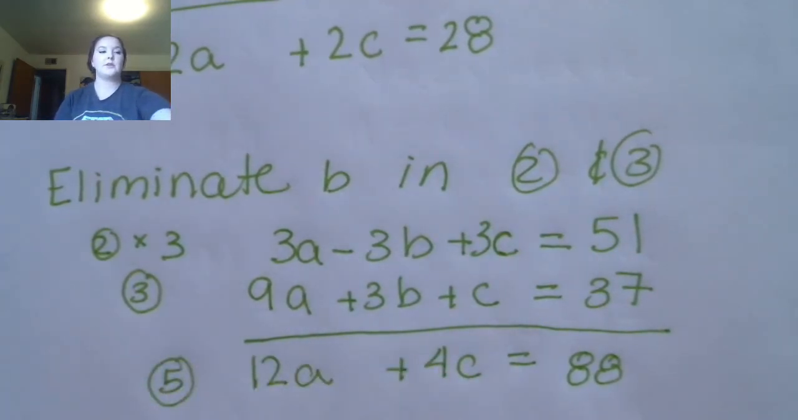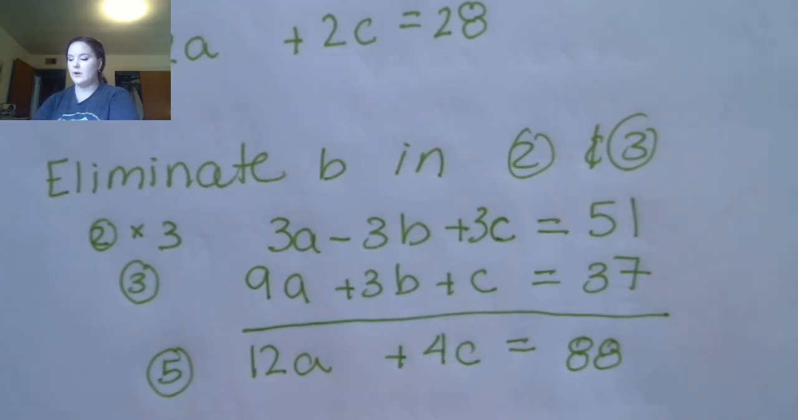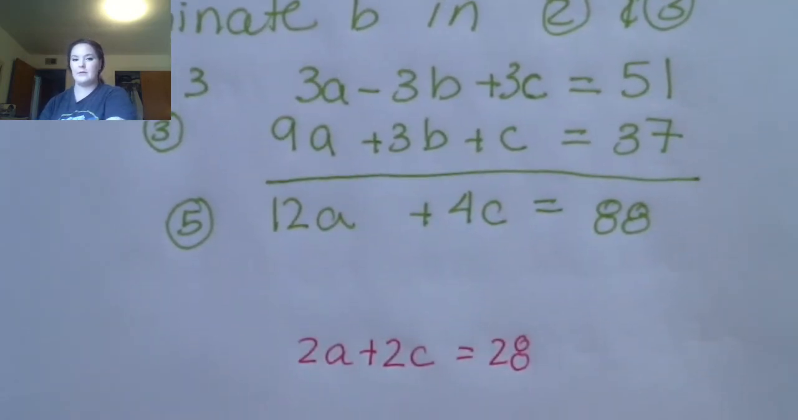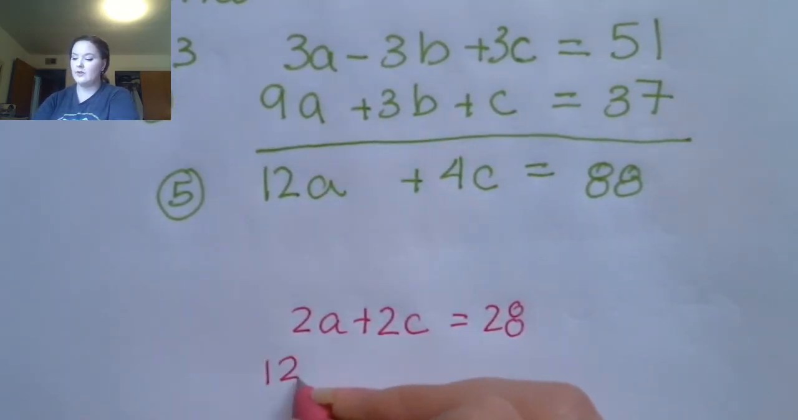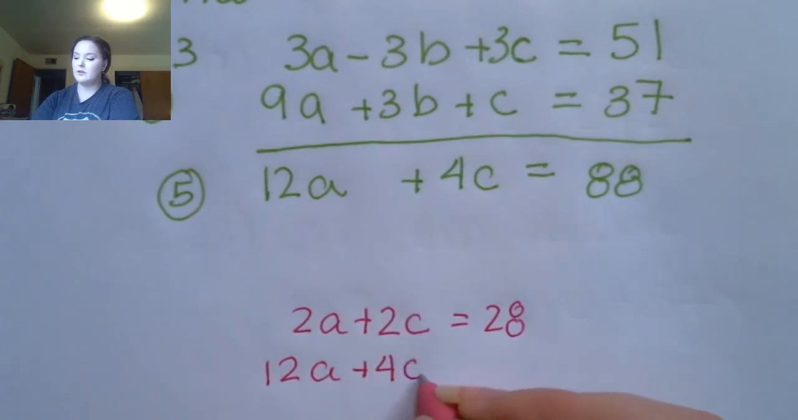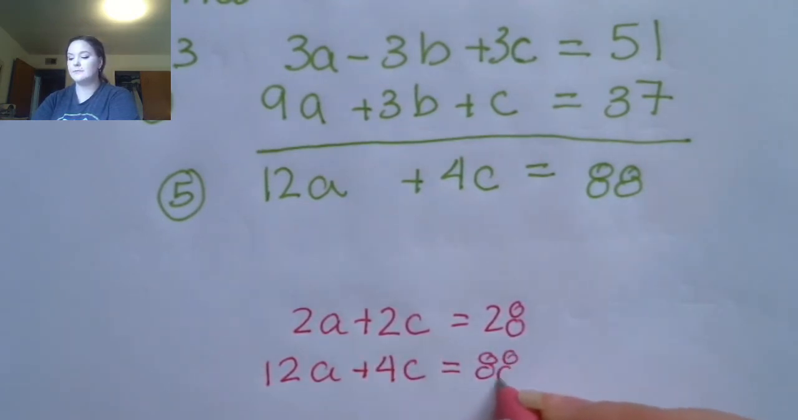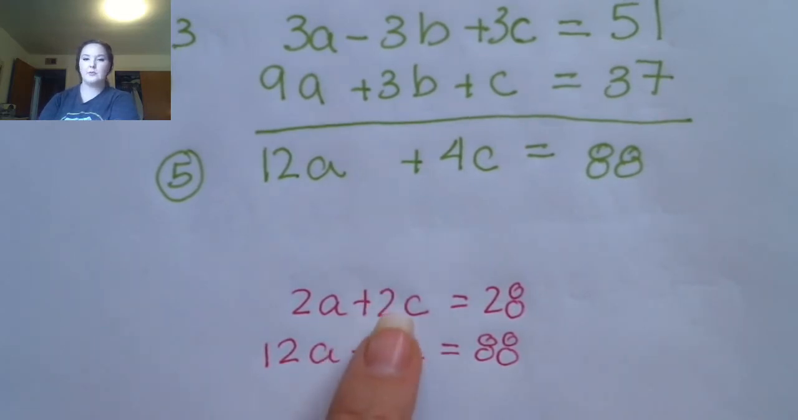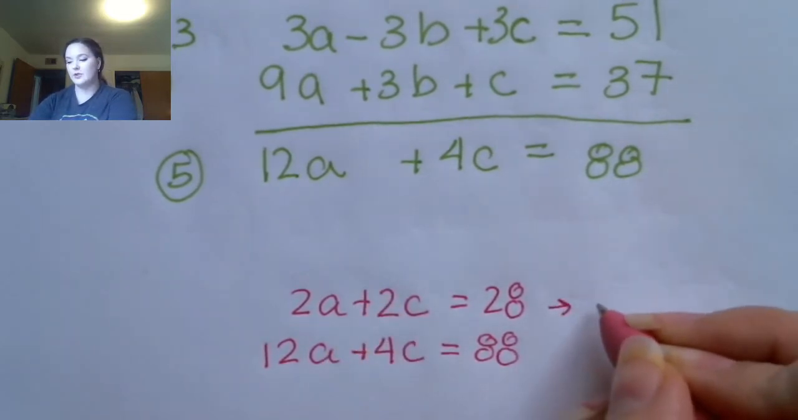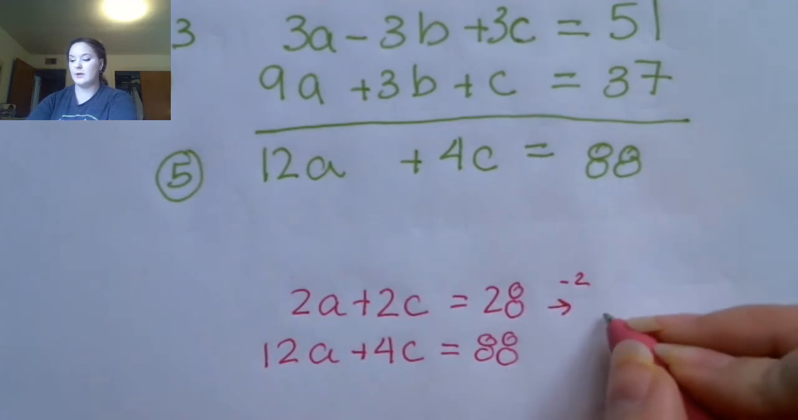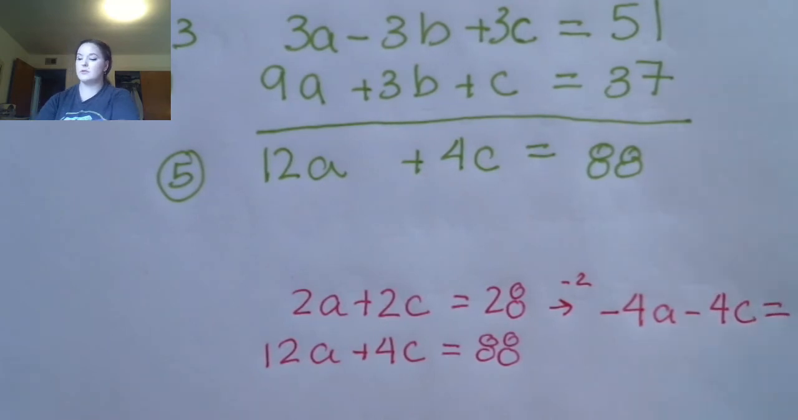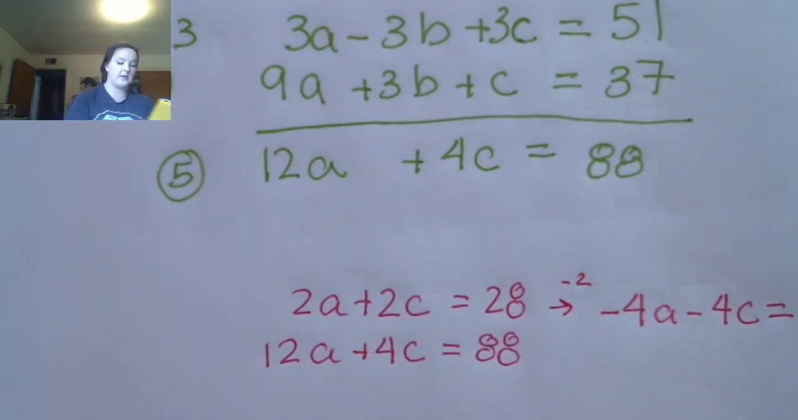I just want to write down the new equations that we have. I have 2a plus 2c equals 28, and then I have 12a plus 4c equals 88. If I'm going to use elimination, I'm just going to multiply this top one by -2. That will give me -4a, -4c equals 2 times 28.